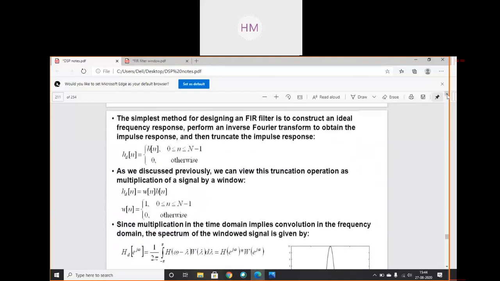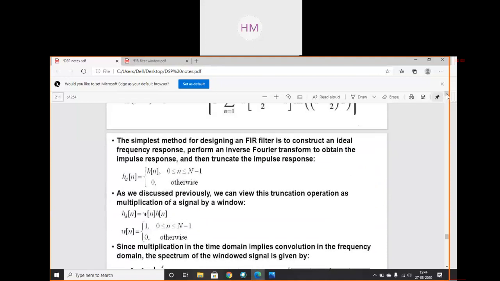Now we will discuss the simplest method for designing an FIR filter: construct an ideal frequency response, perform an inverse Fourier transform to obtain the impulse response, and then truncate the impulse response. As we discussed previously, we can view this truncation operation as a multiplication of a signal by a window. Now we will start with the windowing technique. We classified FIR filters, there are linear phase FIR filters, 4 types.